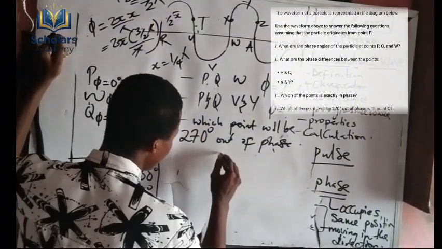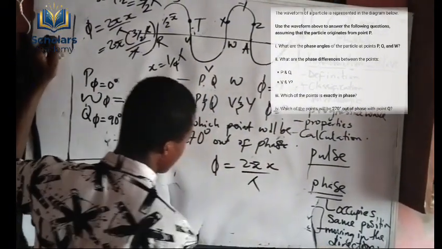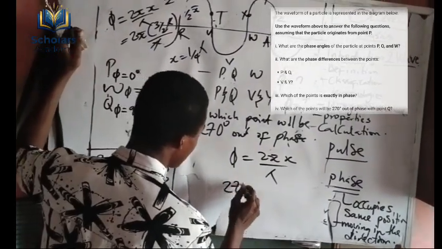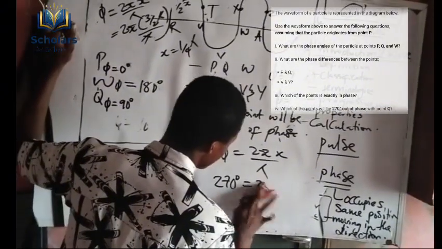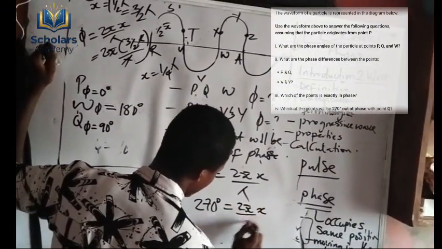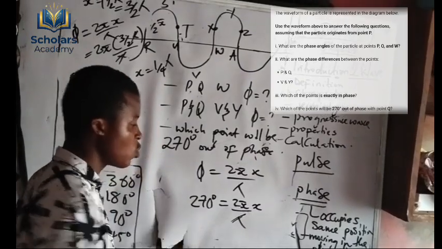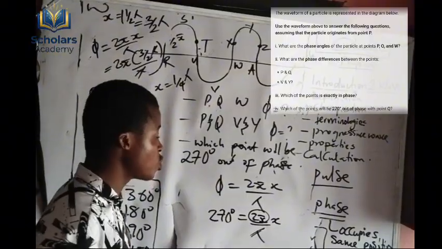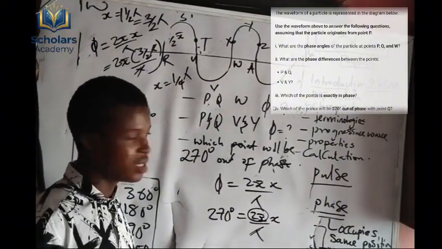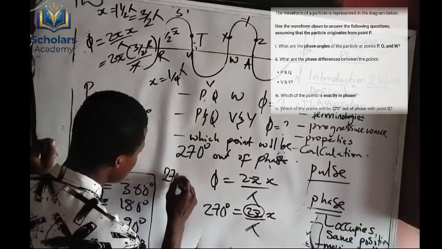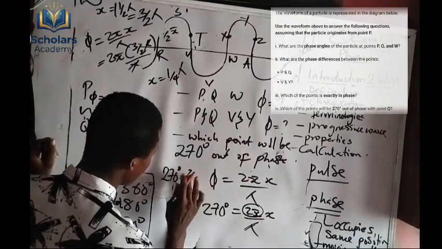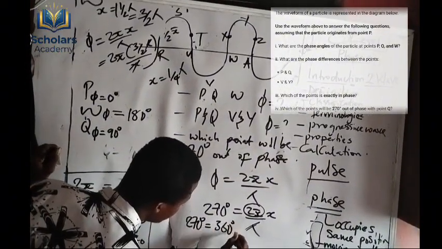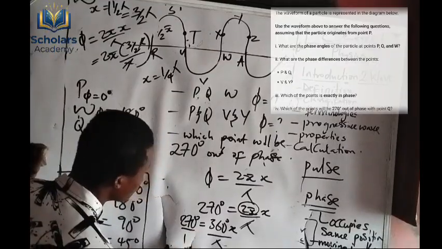Now let's do that. You know your phase angle equals what? 2 pi x over lambda. So your phase angle is already given. You just write that 270 degrees equals 2 pi x over lambda. We already know that 2 pi is 360. You can solve it in terms of radians, and you can also solve it in terms of degrees. I'm solving it in terms of degrees. I will say 270 degrees equals 360 degrees x over lambda. What will I do? I will just cross multiply.